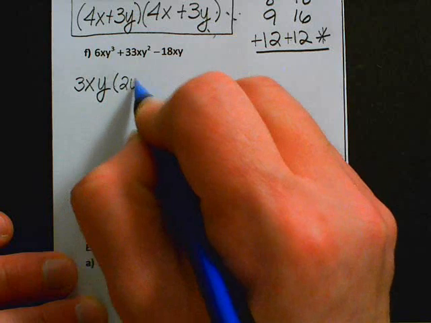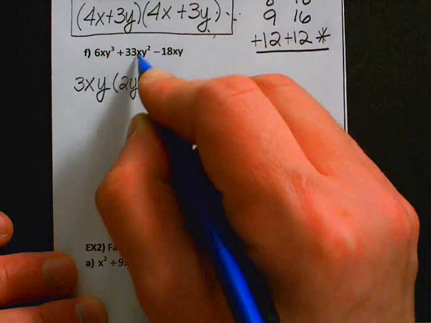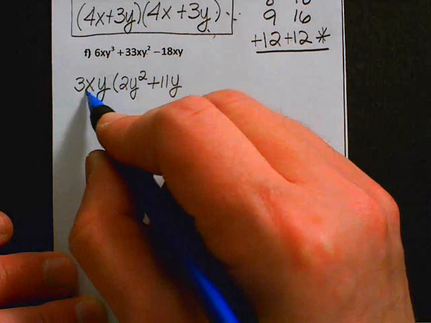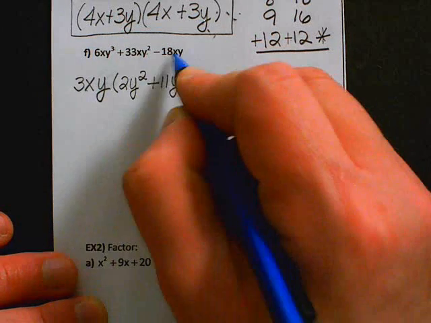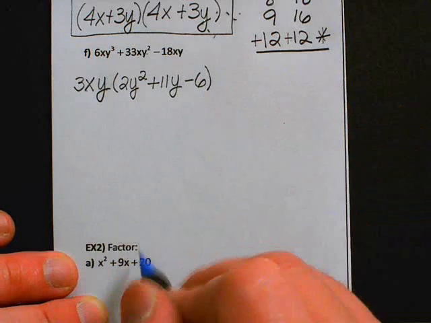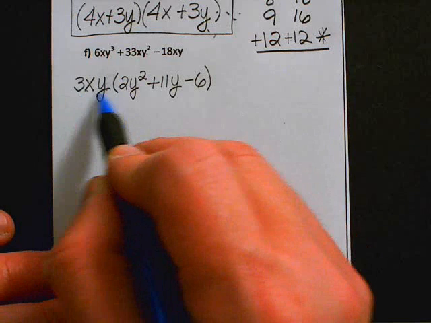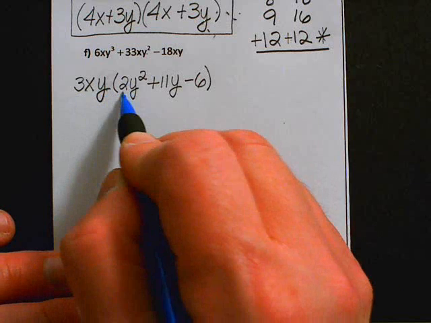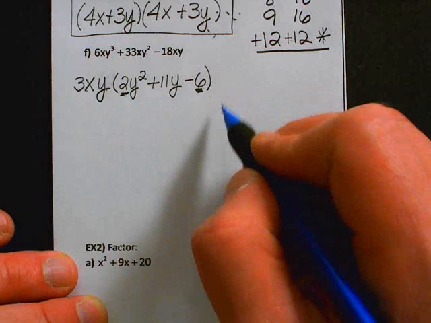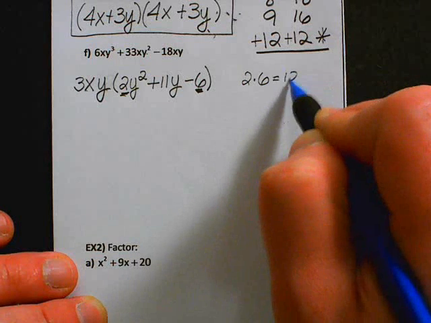So 6xy cubed divided by 3xy will be 2y squared. 33 divided by 3 gives me 11. The x cancel. Y squared divided by y is y. Negative 18 divided by 3 is negative 6. The x cancel. The y cancel. So I'm just left with negative 6. Alright, we're just going to keep the 3xy here on the outside, and we're just going to focus attention on the trinomial inside the parentheses. So I have 2 and 6, so it'll be 2 times 6 equals 12.